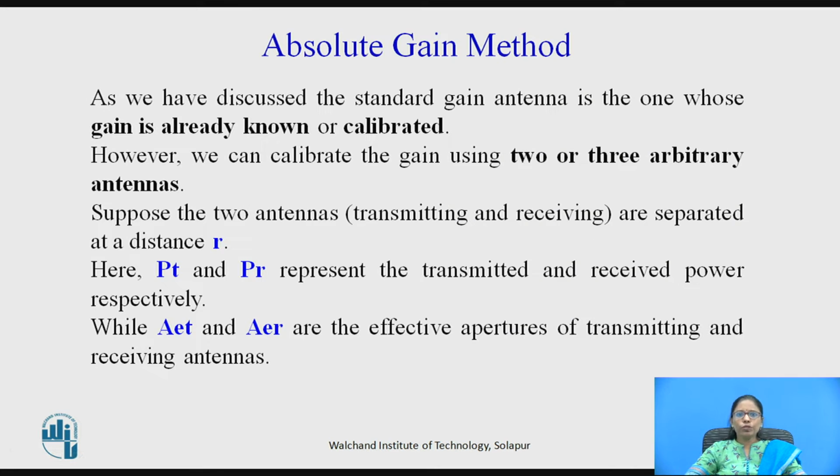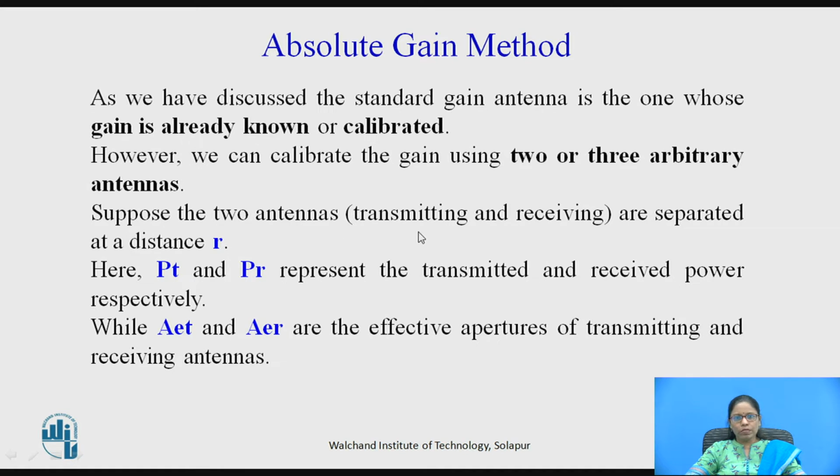Now in the absolute gain method, what is this method? Let us try to understand. As we have discussed, the standard gain antenna is the one whose gain is already known or calibrated. But if we want to calibrate the gain of an antenna whose gain is unknown, that can be done by using 2 or 3 arbitrary antennas.